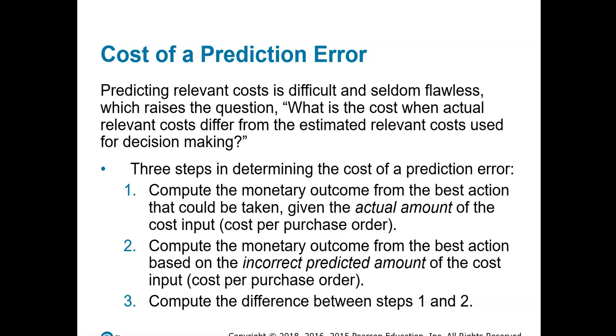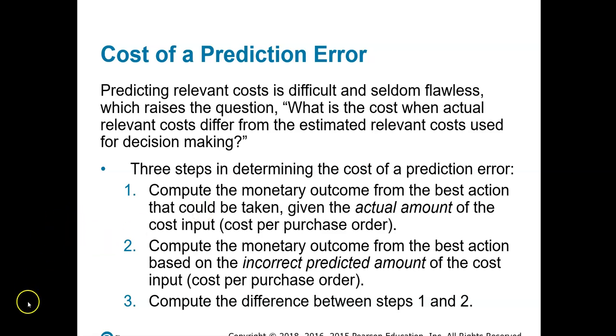When we're predicting relevant costs, it's going to be difficult and rarely is going to be flawless. So when the actual relevant costs differ from the estimated relevant costs used for decision making, what is the cost of that decision? What if our actual costs come in different than our estimated costs? So how do we compute the cost of a prediction error?